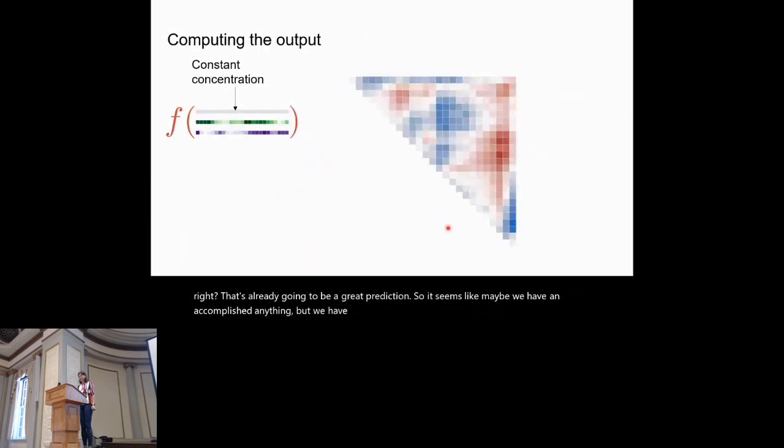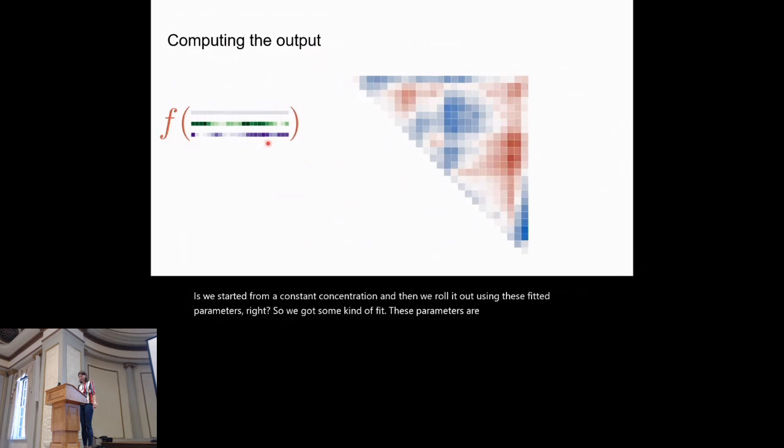The way we compute the fit is we start from a constant concentration, and then we roll it out using these fitted parameters, right? So we got some kind of fit. These parameters are variable, and we're going to compute an output starting from constant. So here's my video for computing the output.